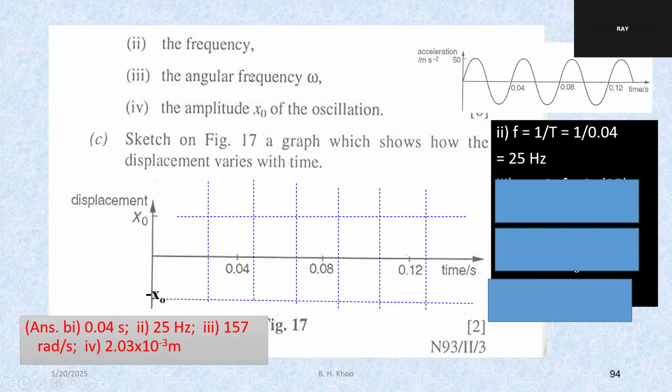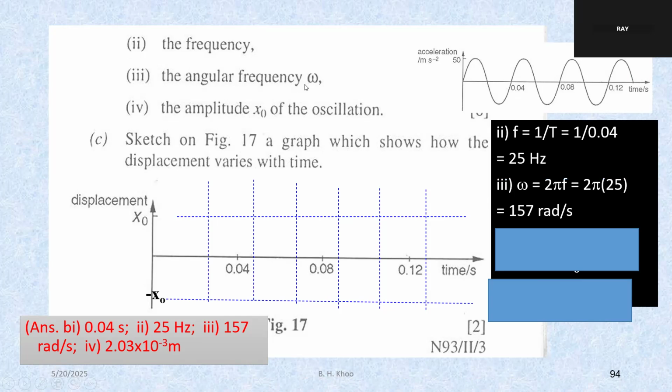Angular frequency. Must use v omega, right? No, this omega you should be able to convert from period or from frequency: 2 pi f, or 2 pi over T. Either one.